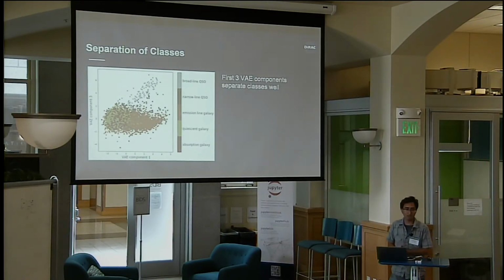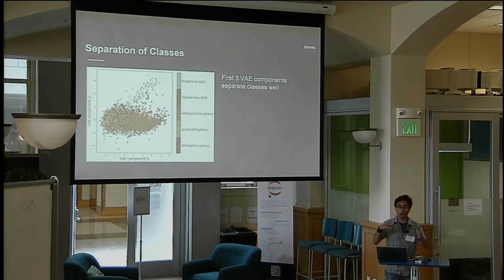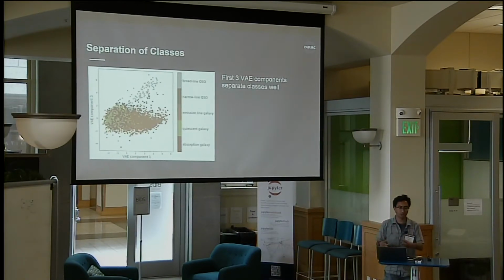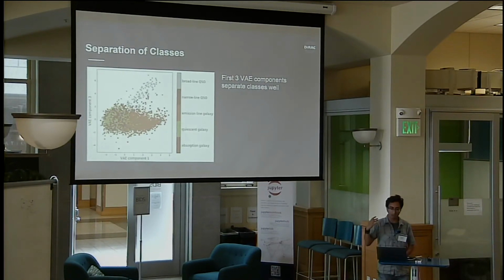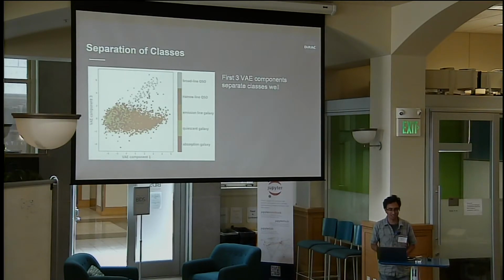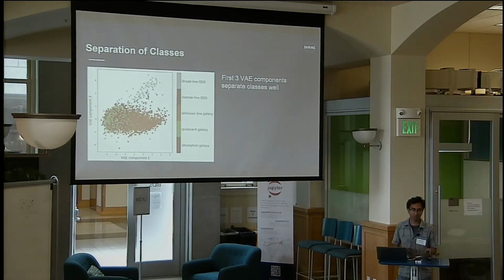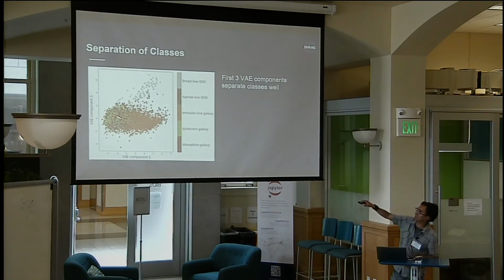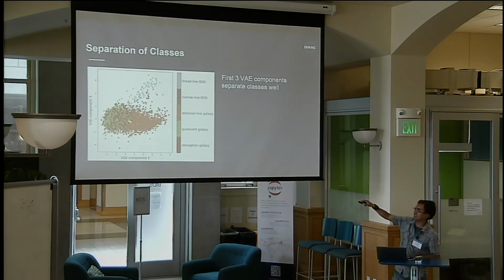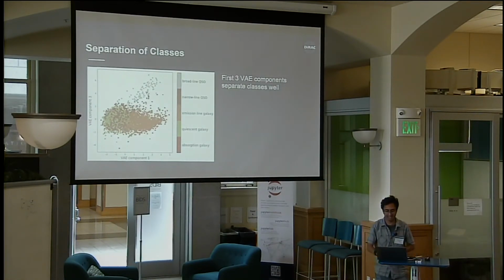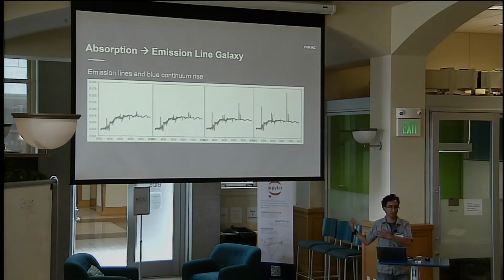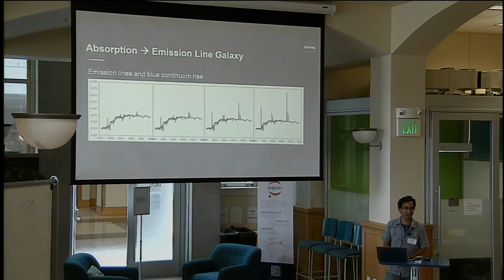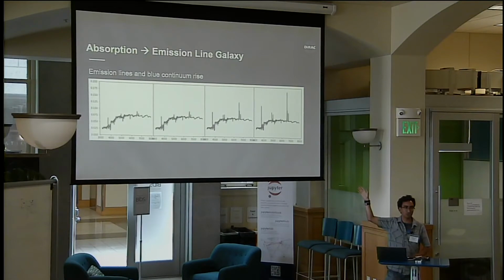And as I talked about before, because of the decoder part of the autoencoder, you can explore reconstructions in different parts of this latent space. And one thing you can do is to ask, okay, what is happening in this line that connects quiescent galaxies to emission line galaxies? And you can plot a series of synthetic spectra along this connected line and see the smooth transition between these 2 classes.